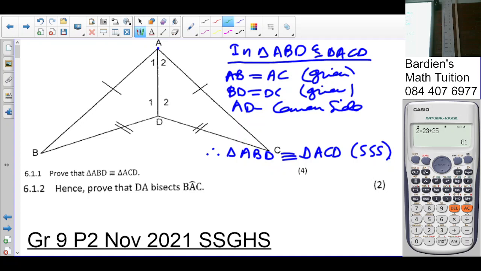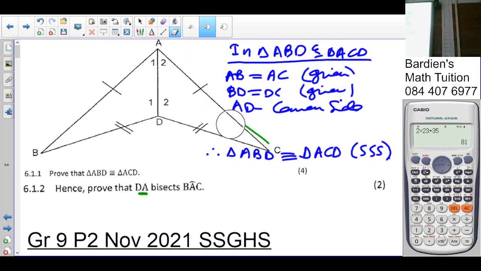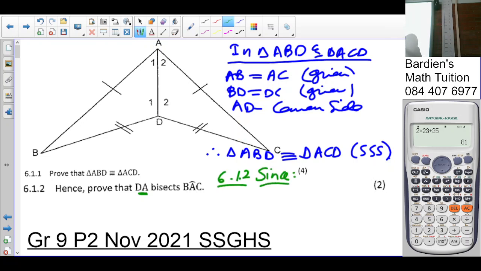Right. It says prove that DA bisects angle BAC. What does bisect mean? Cut in half, cut into equal parts. So if DA is bisecting angle BAC, that means angle A1 is equal to angle A2. Now to prove that it is bisecting, we have to state that those angles are equal. Why are they equal? The triangles are congruent. Do we have to state this? Yes. Since angle A1 is equal to angle A2.